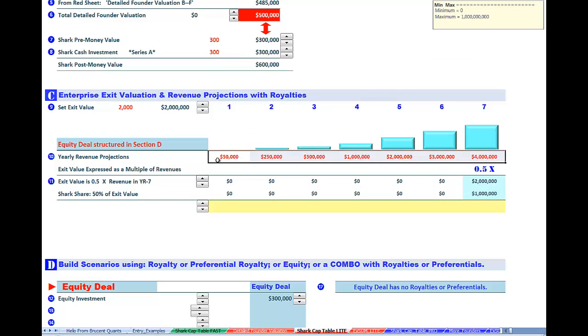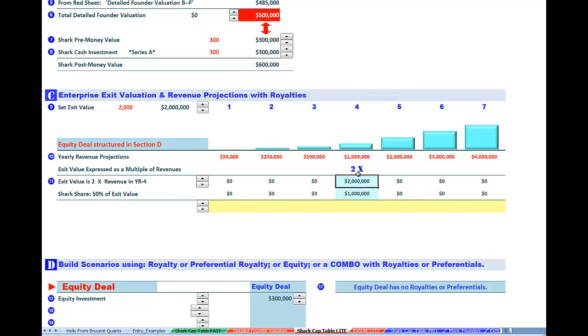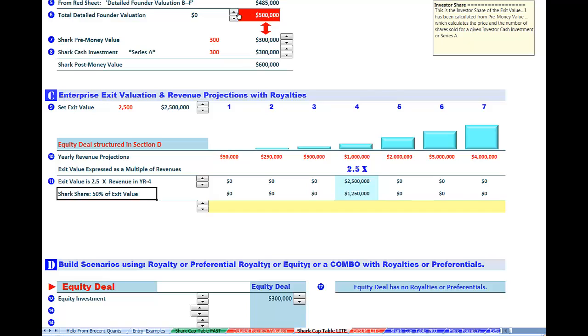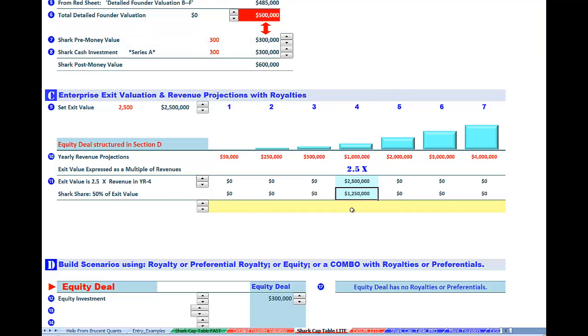You could put in any number you wanted to, but these are your revenue projections. So let's come back and put this at year 4. 2 million is 2 times the current year's revenues, or 1 time next year revenue. So you might say we could get a little bit more, so let's go to 2.5, and that happens to be 2.5 times. Now, if the Sharks got 50% of the deal, which is based upon these numbers up here, they would get $1.25 million, or 50% of the total.